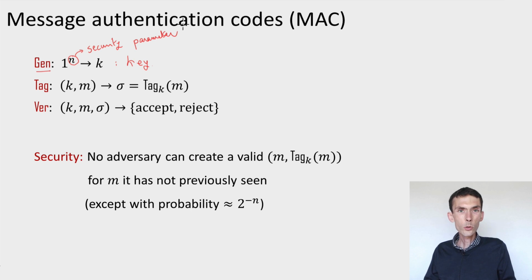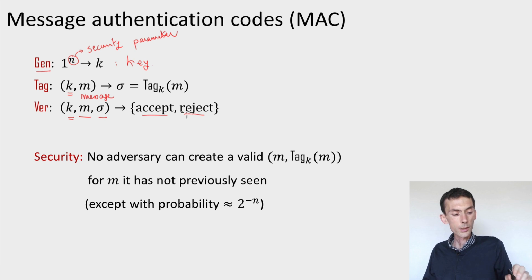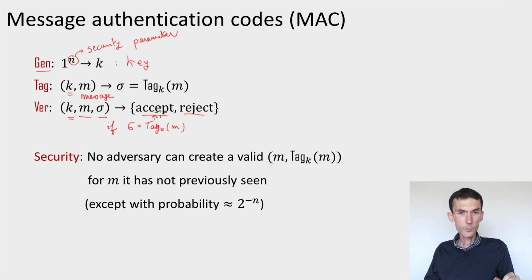Once you have a key, there are two different procedures. The first procedure takes as input the key and the message m, and it produces a signature or a tag of that message. This is supposed to authenticate the message. The other procedure is a verification procedure. It takes as input the same key k, a message m, and a purported tag for that message, and it outputs accept or reject. The idea is that if the tag is valid, if sigma is Tag(k, m), then it should accept, and if it is not, then it should reject. That's the correctness requirement for a message authentication code.